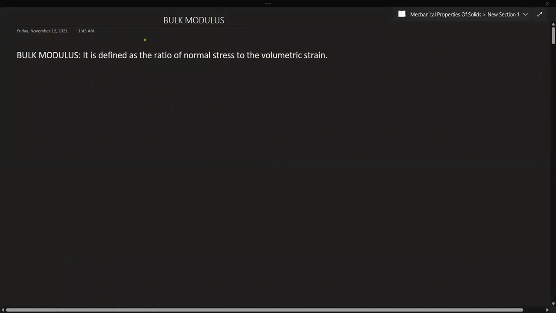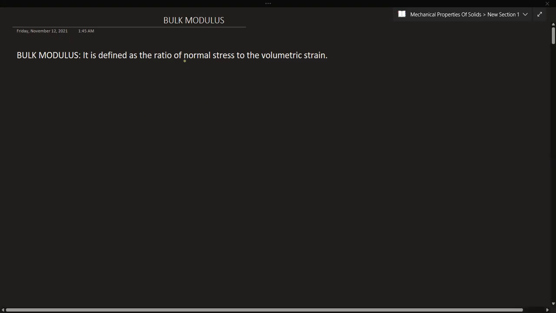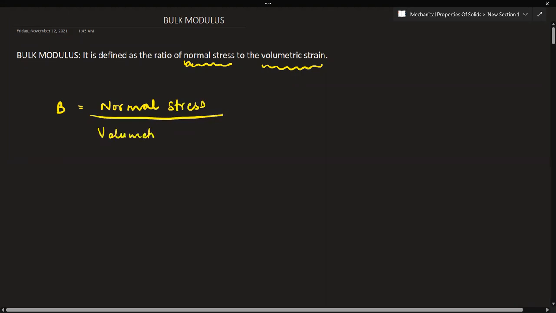The type of modulus of elasticity that was left was bulk modulus. Bulk modulus of elasticity is basically the ratio of the normal stress. The stress involved over here is the normal stress, and the strain that is involved here is the volumetric strain. So bulk modulus, represented by B, is the ratio of volumetric stress, or you can say normal stress, divided by the volumetric strain.